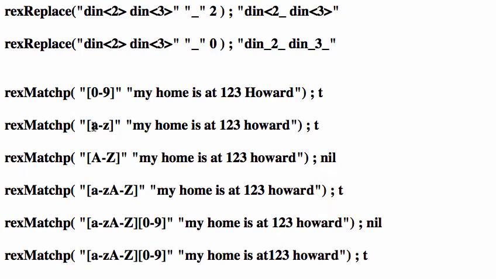Similarly, we look, is there a letter in this string? Yes, there's a bunch of letters, so we return true. And here we're looking for a capital letter. Is there a capital letter in this string? No, that's not. So return nil. So that's not a capital here, return nil. Here we look for any letter, either regular or capital. So we say from a to z, and from capital A to capital Z, then this returns true.